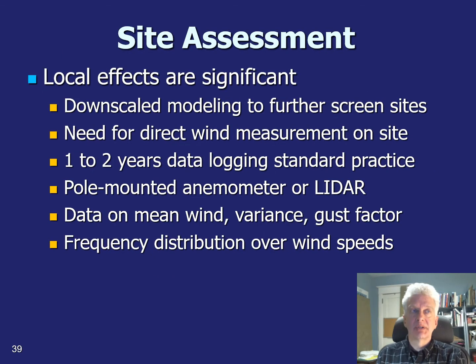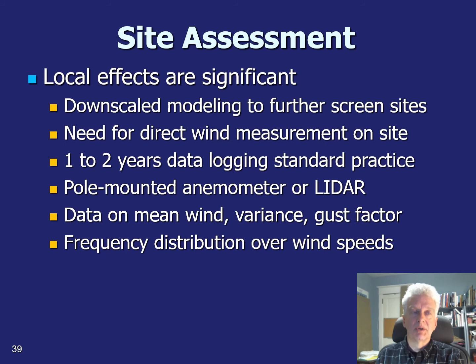When you're doing a site assessment, you need to look at the local effects of the surface characteristics on the wind that you'll get. So you can do a large-scale regional wind model, but you need to do what's known as downscaling to look at how the site would work out on a local basis. You really ultimately have to take direct wind measurements for ground truth to come up with a really reliable prediction.